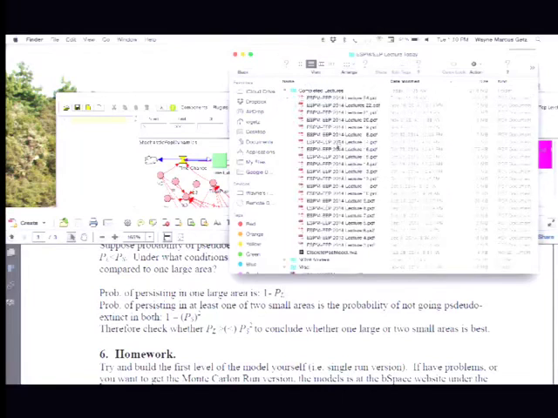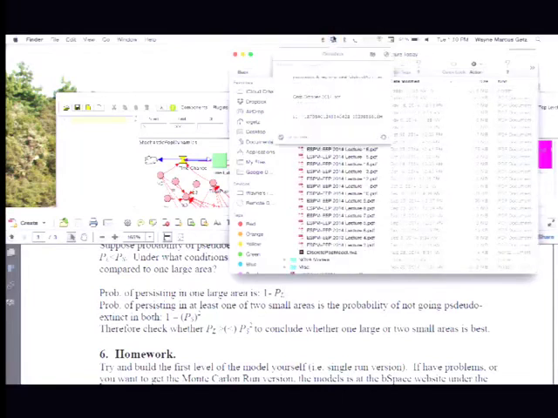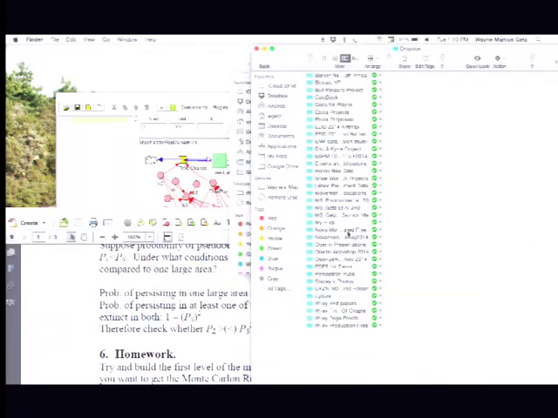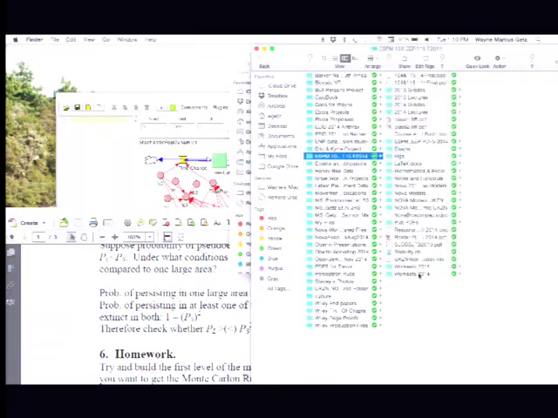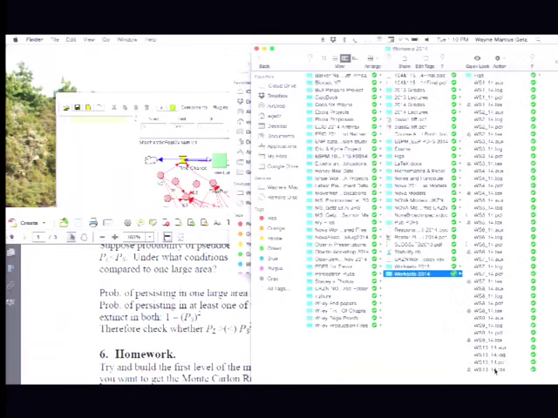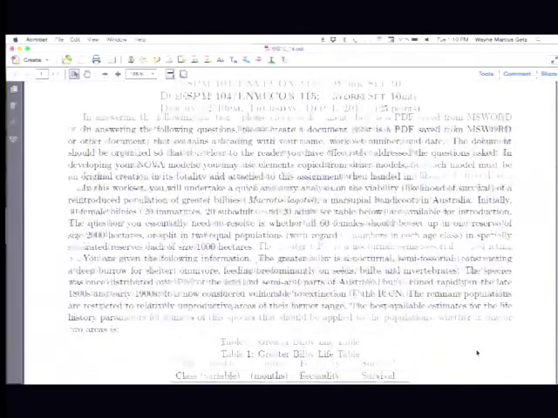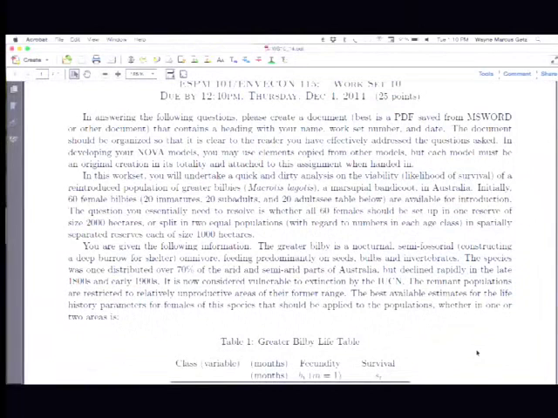I'm not sure if I've got your homework here, so let me just get it from over here. So this is homework assignment 10. Okay. So in homework assignment 10, in answering the following question, please create a document, which you've done before, PDF, MS Word, that contains a heading with your name, date, etc. And you're going to build an over model. You may use elements copied from other models, but each model must be an original creation in its totality and attached to this assignment when handed in.